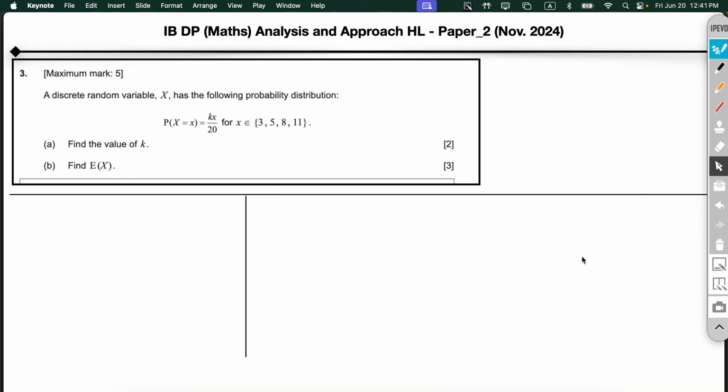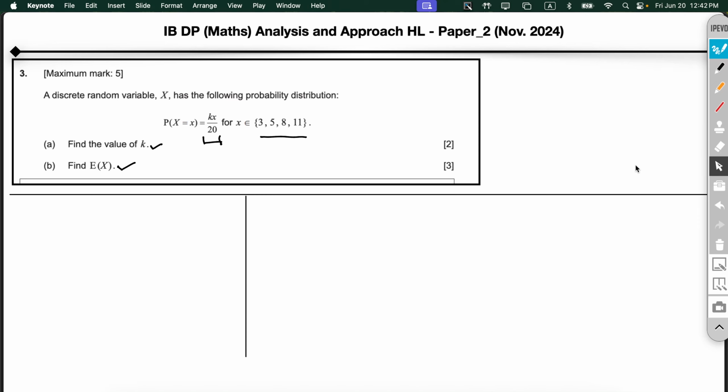Question number 3. A discrete random variable x has the following probability distribution. The variable can take these four values 3, 5, 8, and 11, and the corresponding probabilities are k by 20 times the variable value. First of all, find the value of k and then find the expectation of x.